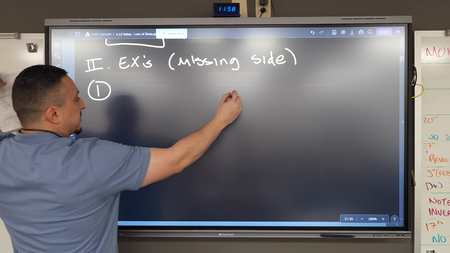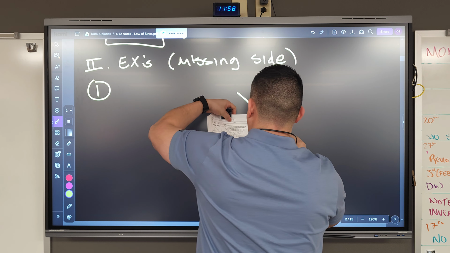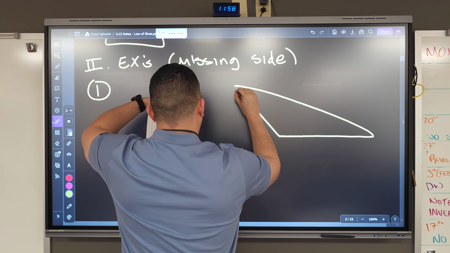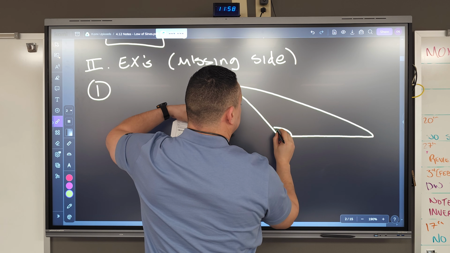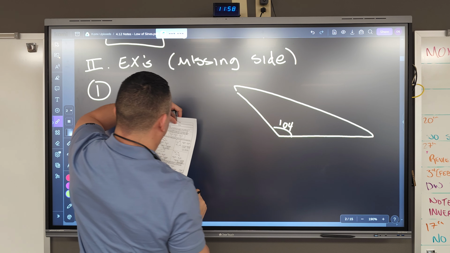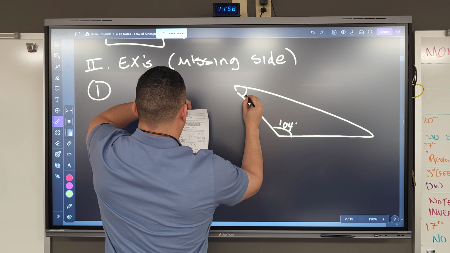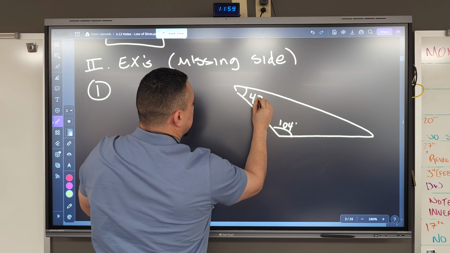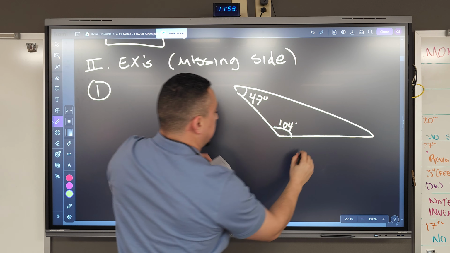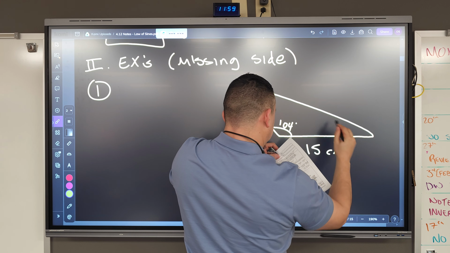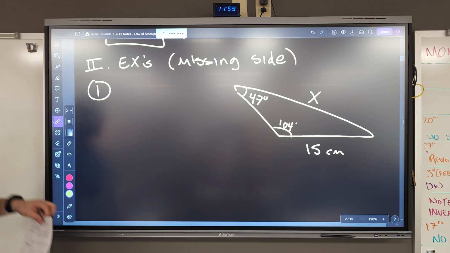Let's look at the missing side and angle. So this is 104 degrees. This is 47 degrees. This side is 15 centimeters. And I don't know this side. That's what I want to know.